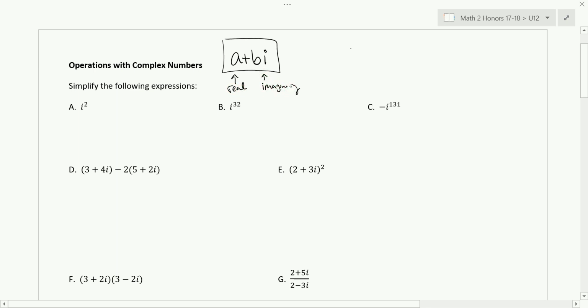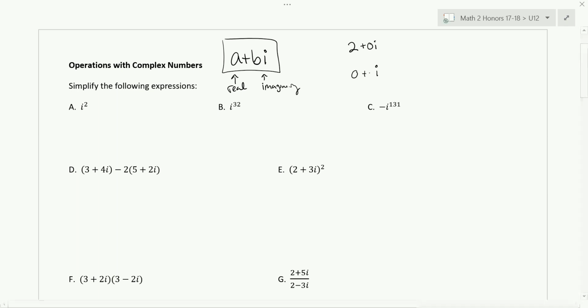So if you're working with just a real number like the number 2, you can write that as a complex number by writing 2 plus 0i, right? Or if you're just working with the number i, that would be 0 plus 1 times i. So every number can be written in the form a plus bi.